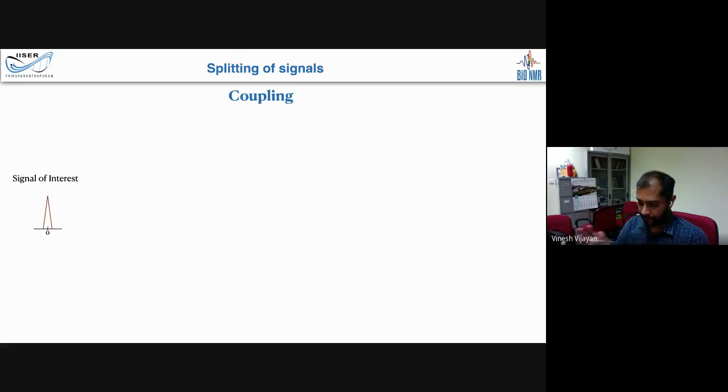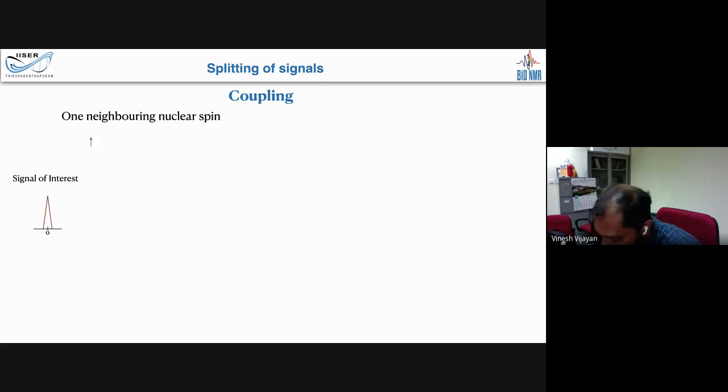Now I'll tell you this. This is the signal of interest when there is no coupled partner attached to it. You don't have any adjacent hydrogen atom attached to it. Now, if you have one neighboring nuclear spin, what happens? There are two spin states possible, either up or down.